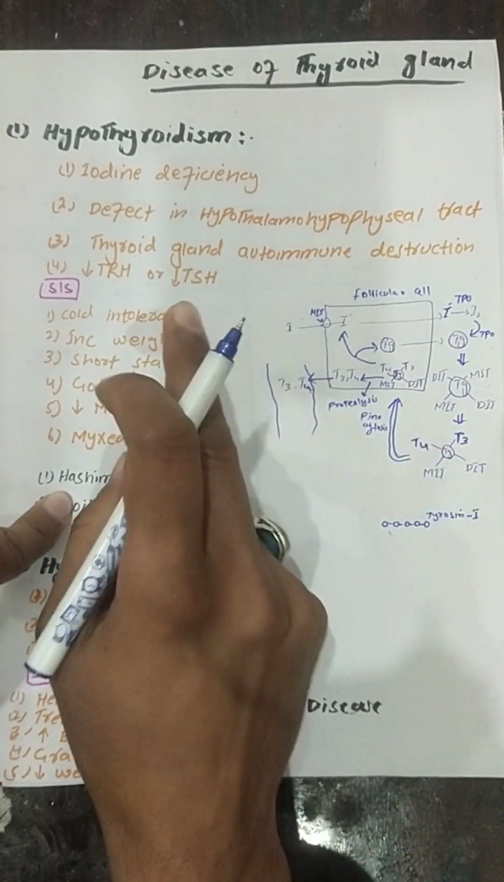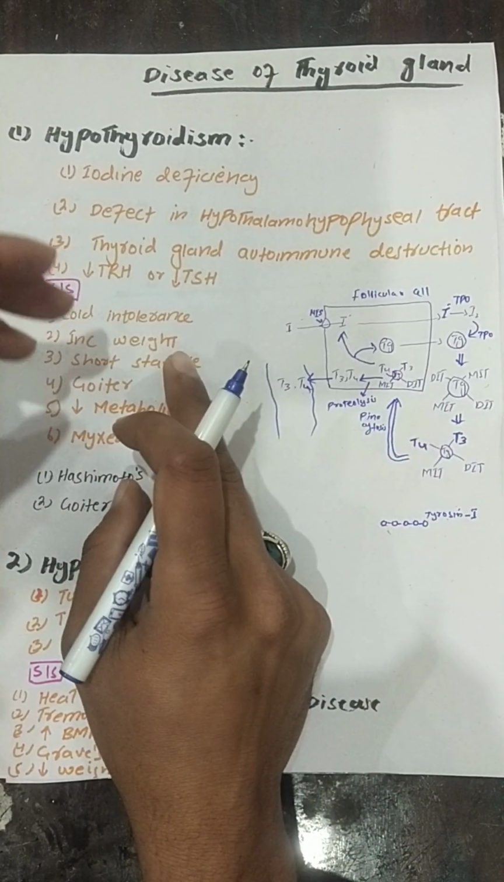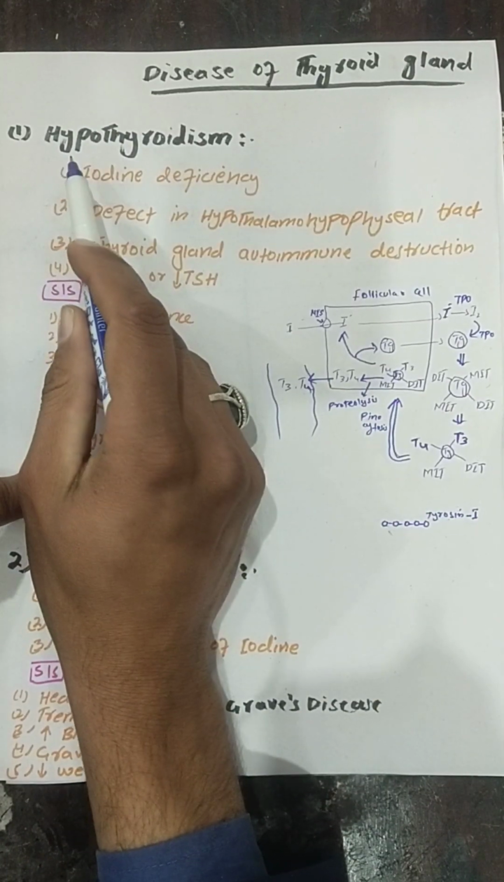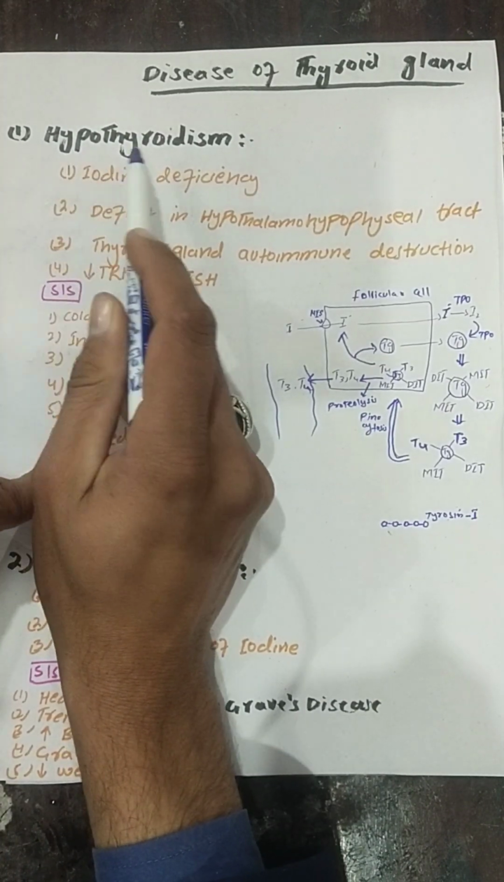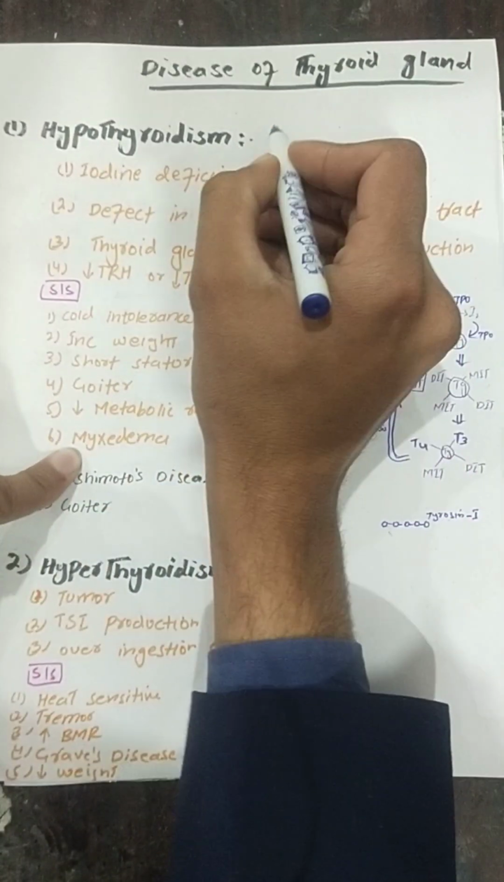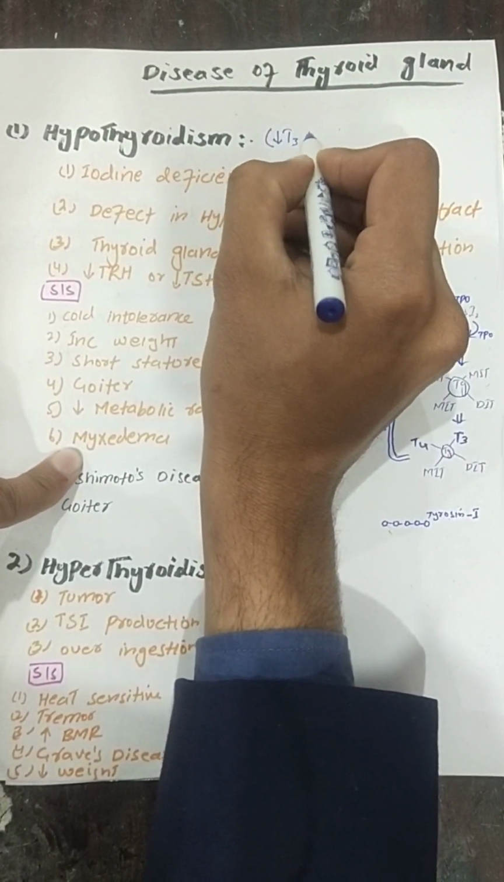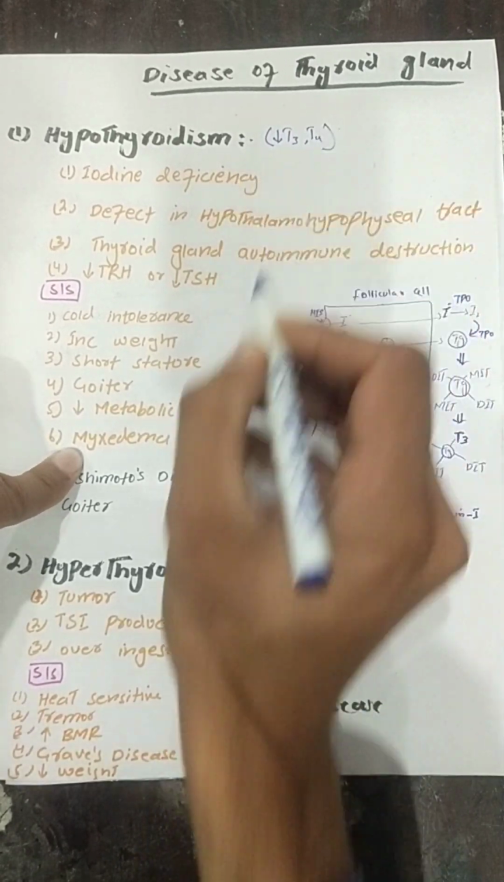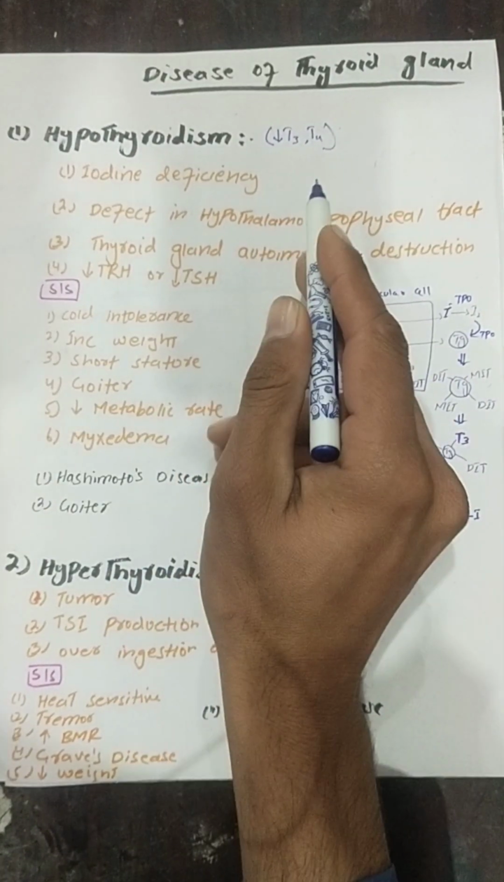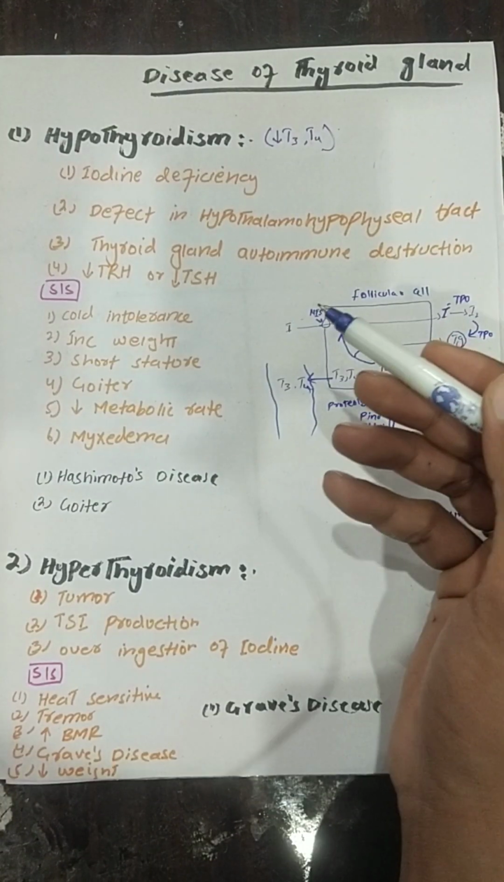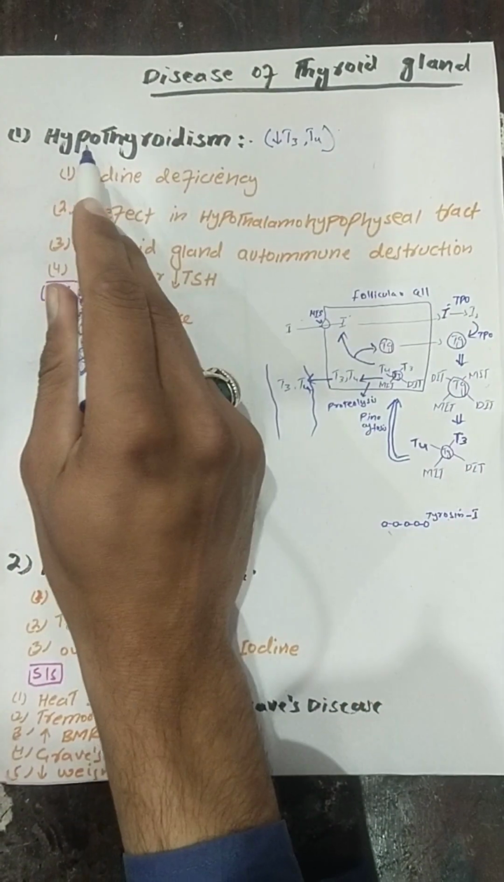This is important if we want to learn these diseases and their pathophysiology. Okay, so the first disease is hypothyroidism. What is hypothyroidism? Hypothyroidism means there is a decreased T3 and T4, meaning thyroid hormones are decreased. When this thyroid hormone decreases, it is called hypothyroidism.